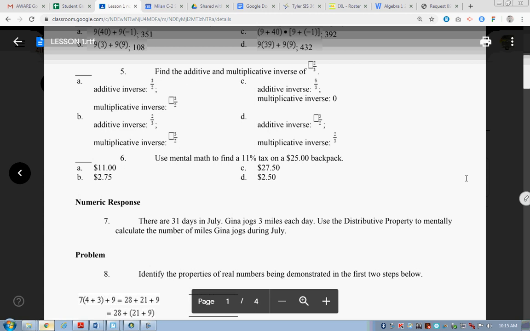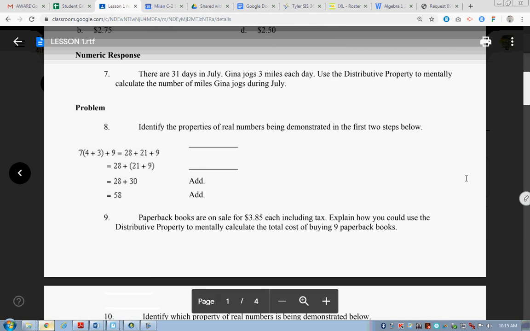$2.50. All right. 1% of $25 is going to be 25 cents, right? So I have $2.50 plus 25 cents. What's that going to be? $2.75. You see how they intend for you to use mental math there? Okay. And again, they didn't really talk about using mental math a whole lot in the lesson.